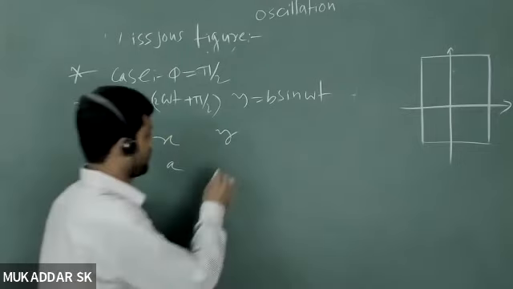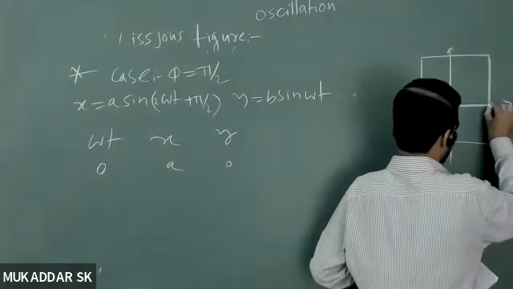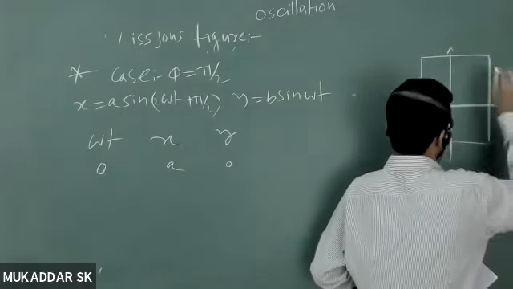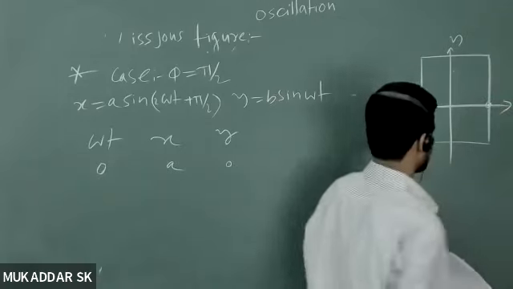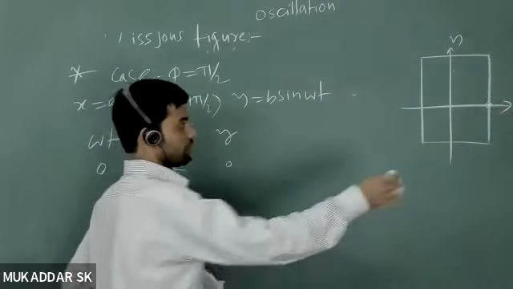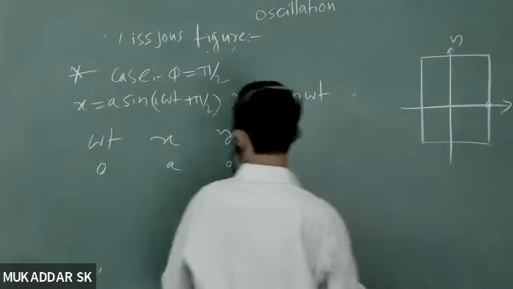Y will be how much? Y will be 0. So the point will be somewhere at this point, right? Because this side you have x, this side y. This point corresponds to a, 0. This point is (a, 0) because the x coordinate is a, y coordinate is 0.